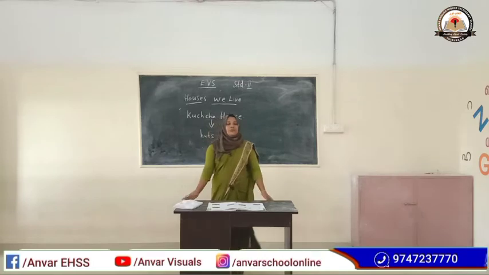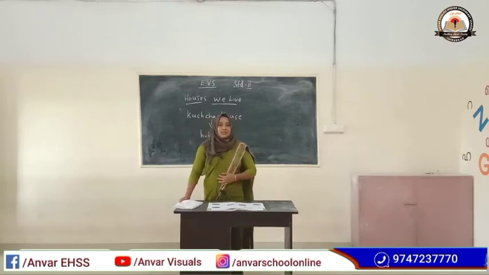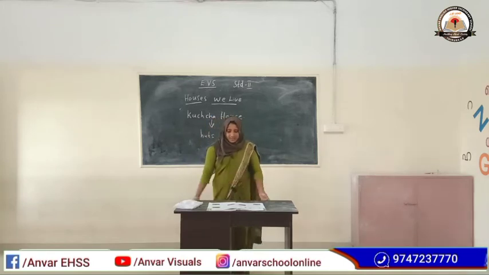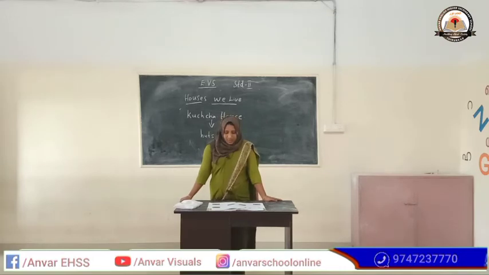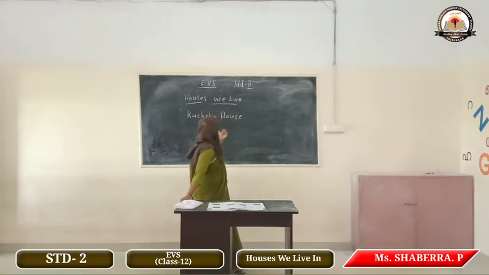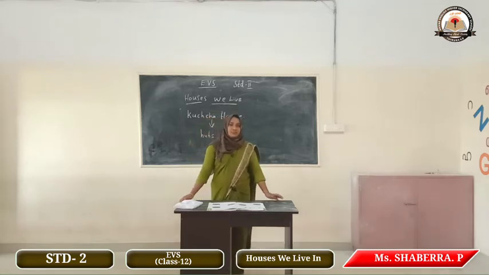Then next, Kacha house. We can see this type of house in villages. Kacha houses are made of wood, mud, straw, bamboo, grass, etc. This is a small type of house. An example of a Kacha house is a hut.